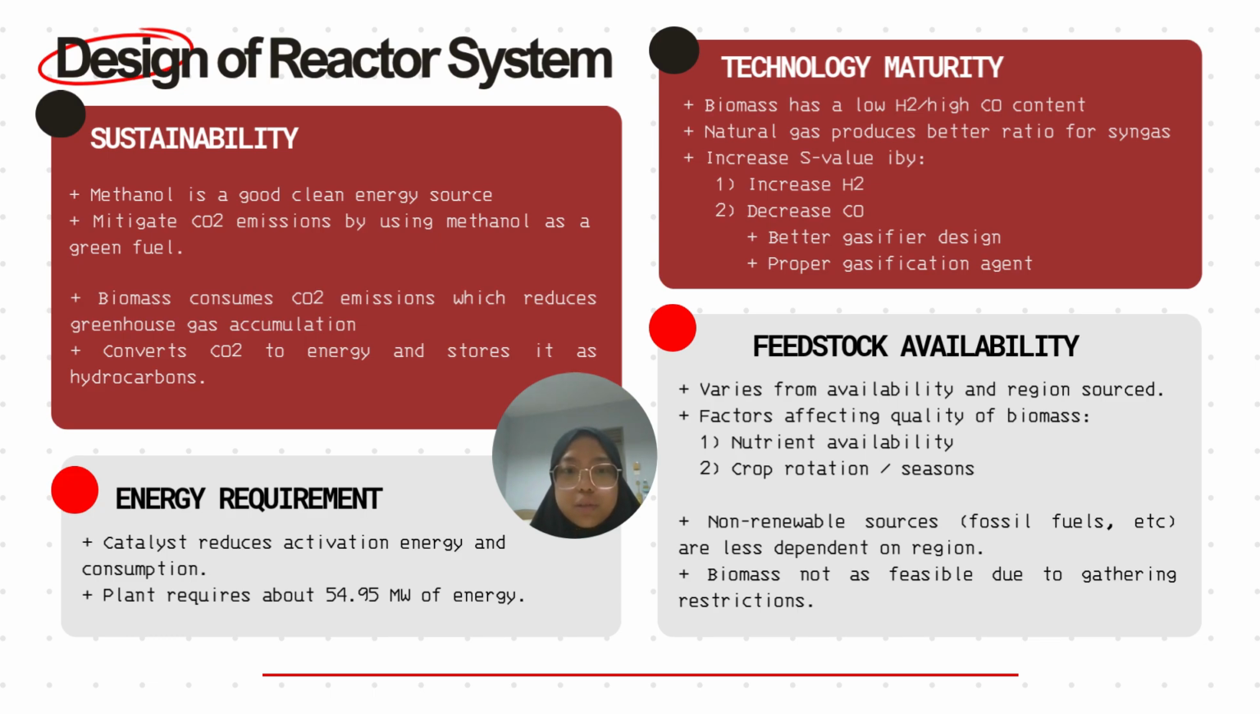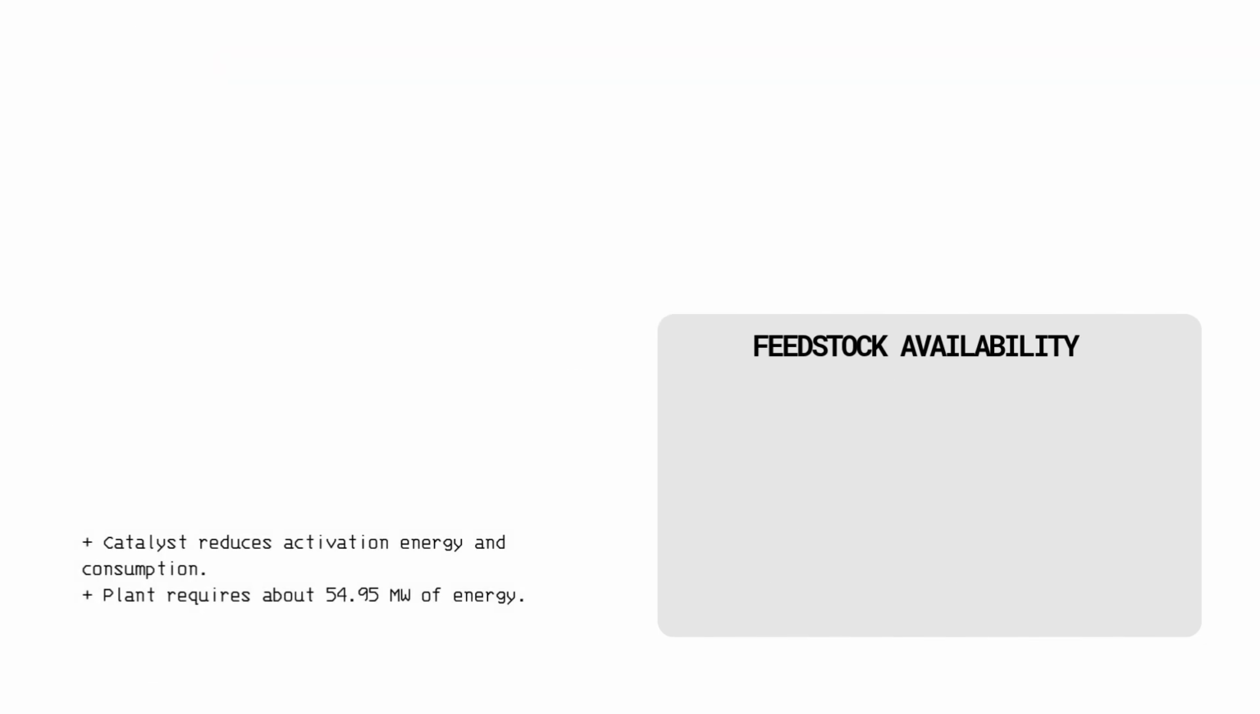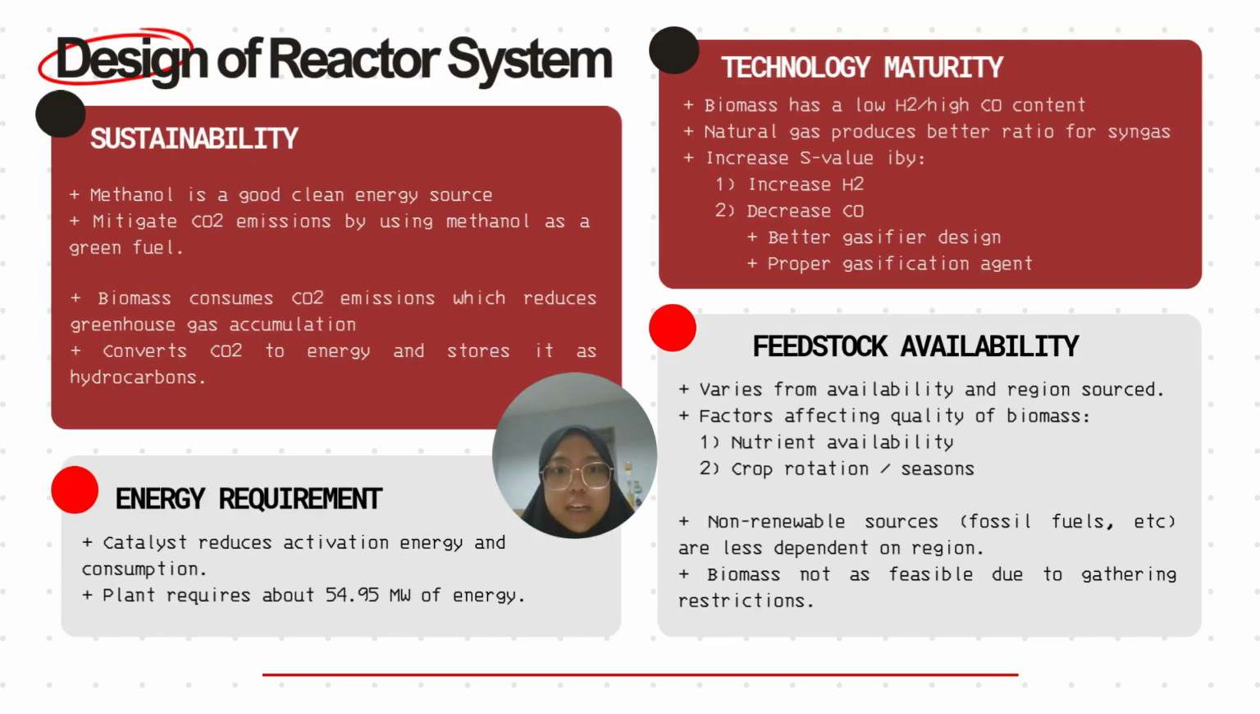And now lastly, feedstock availability. Based on the region it's sourced from, the cost and how much you can buy can vary. The factors affecting the quality of biomass are the nutrient availability, the crop rotation and seasons. All this affects how good the biomass is.